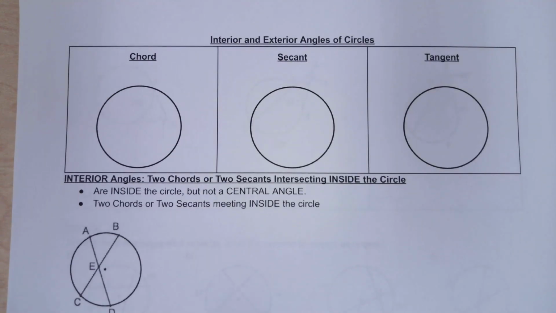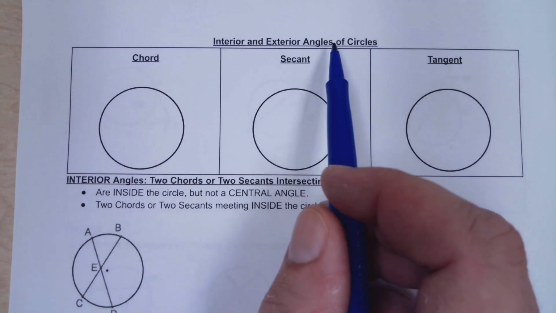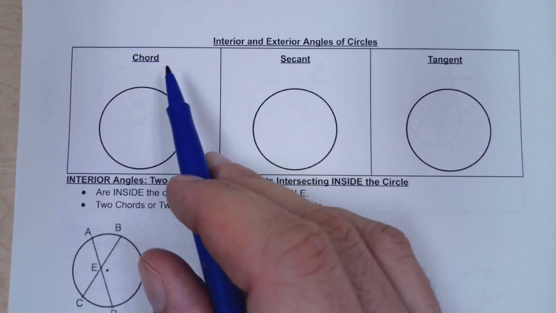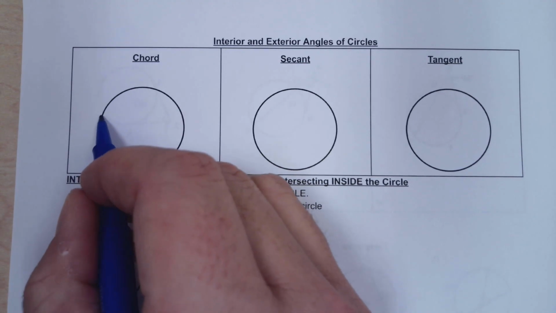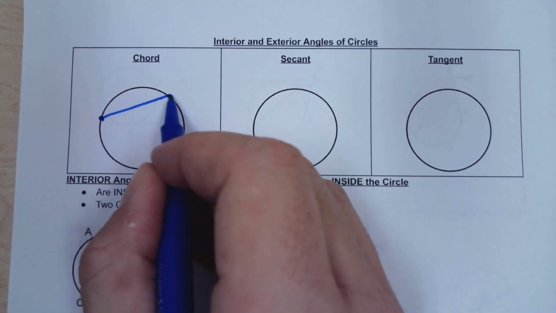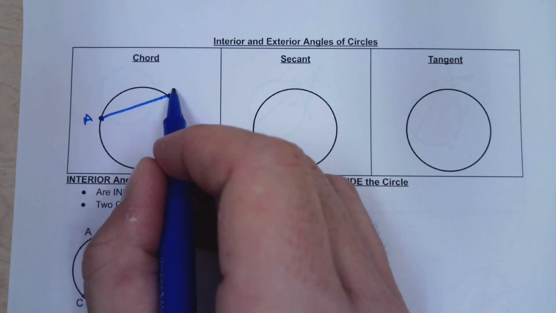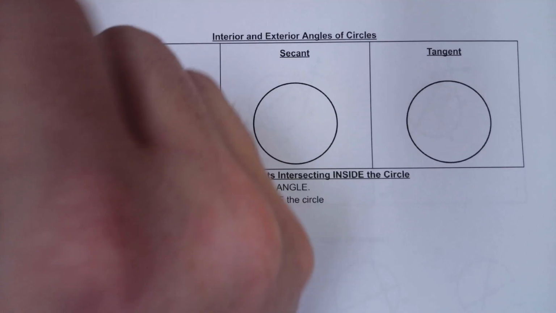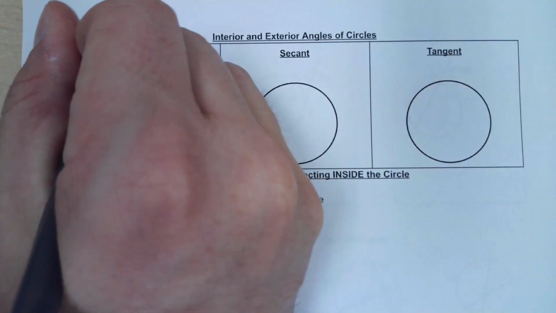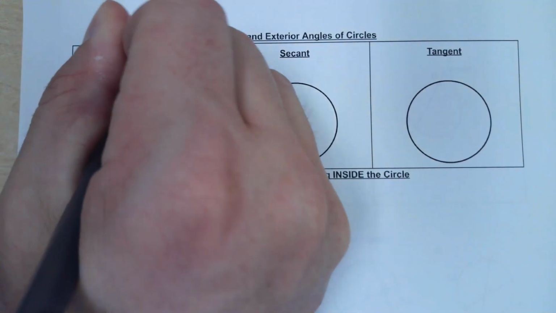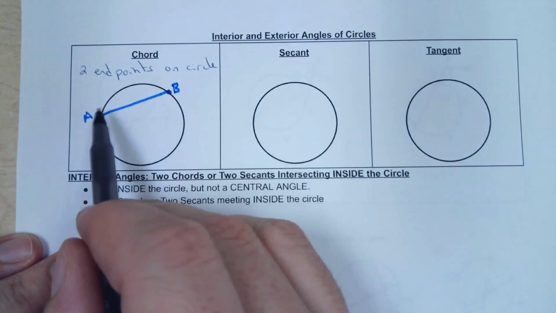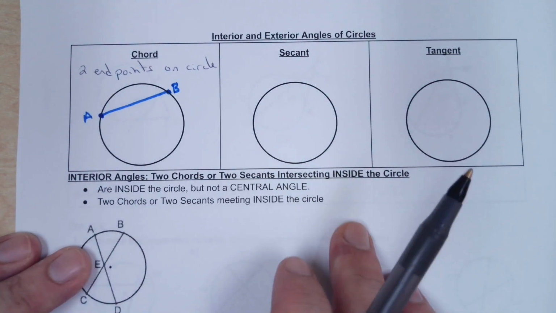Alright, our last lesson for this week is interior and exterior angles of circles. So we're going to need to start with some basic vocabulary first, and the first thing is a chord. So a chord, right here, has two endpoints on the circle. Notice that a chord is always inside the circle.